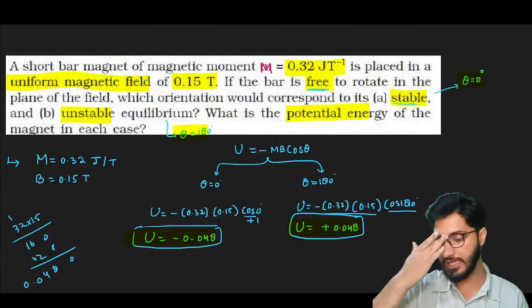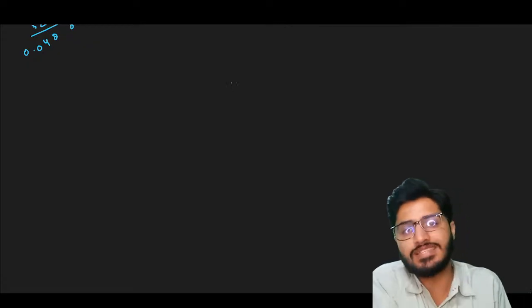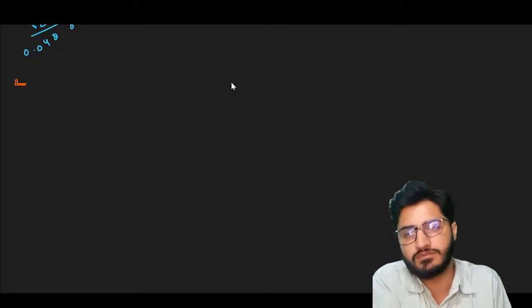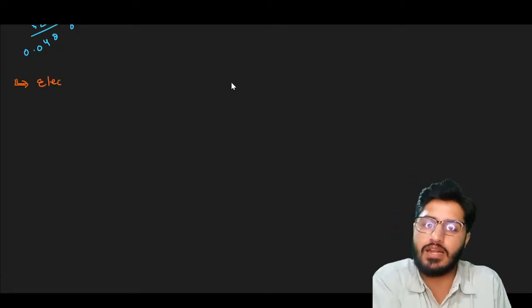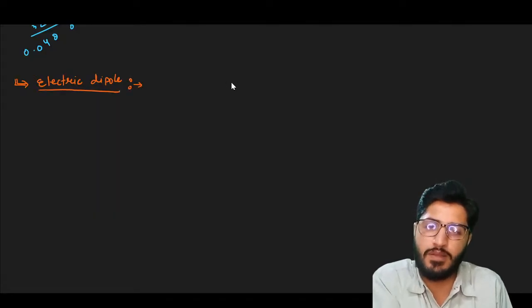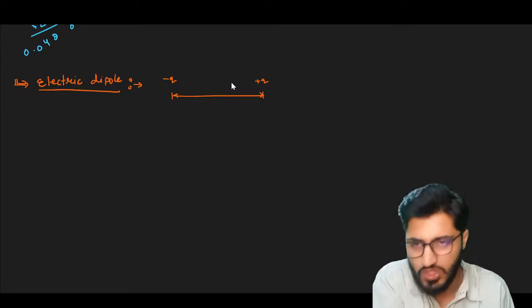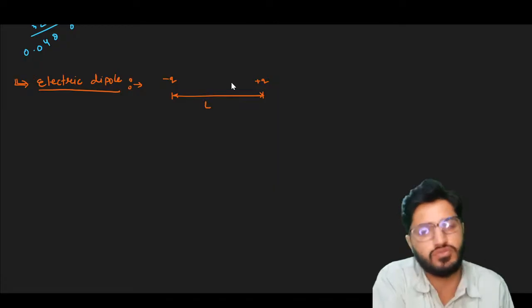Now let us start with the dipole things. Let us recap the electric dipole concept from electrostatics. If this is my minus q charge, here we have plus q charge. Between minus q and plus q, we have a length, usually we take 2l length. We can take L also, there is no issue.